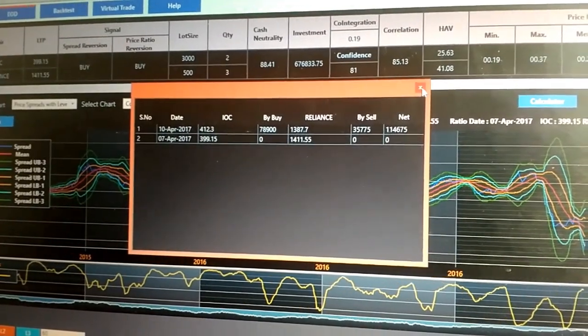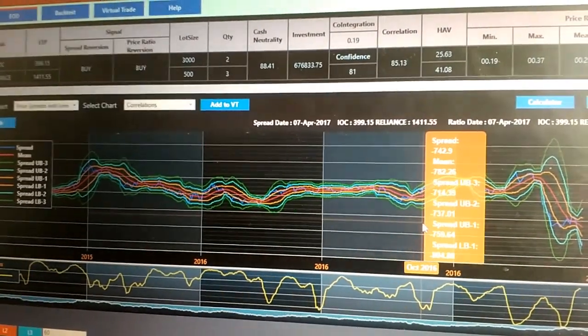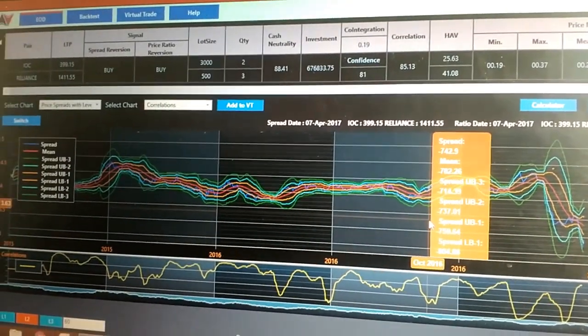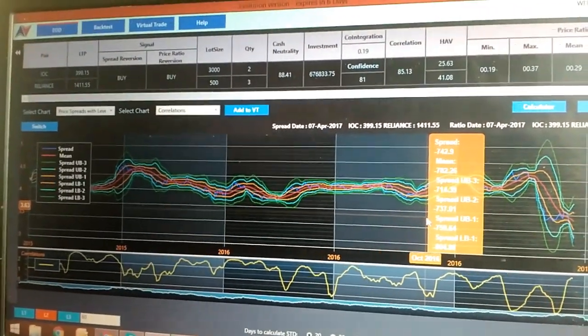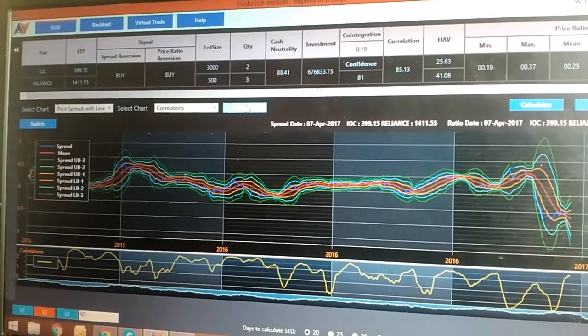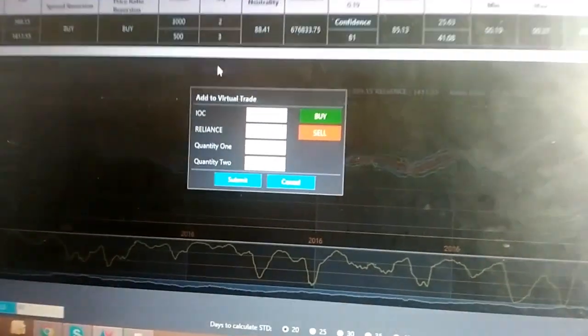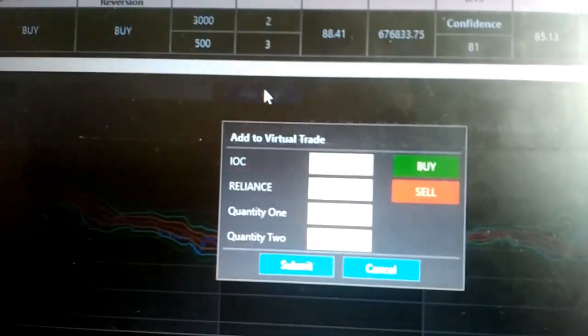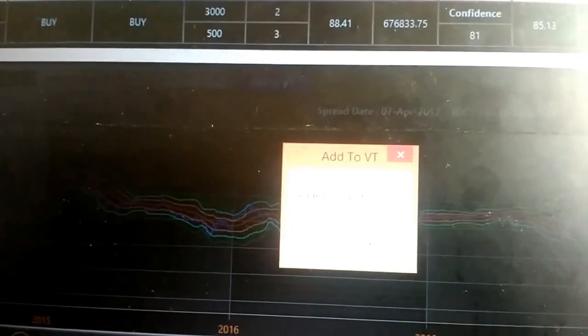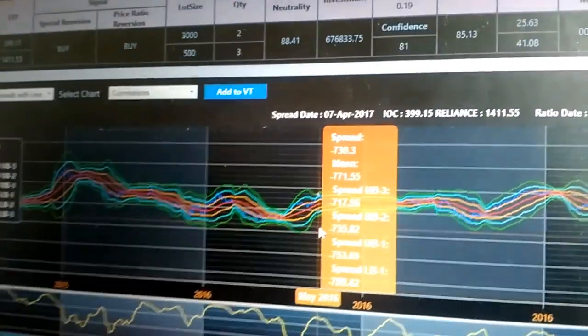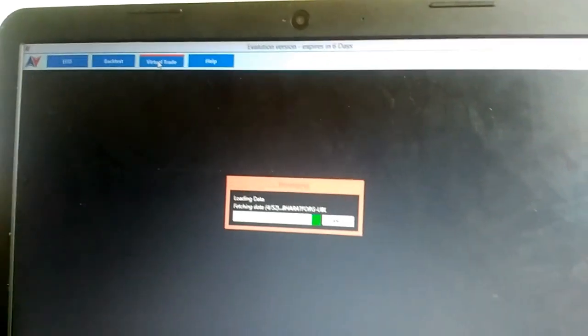Okay, just close it. And if for example you don't want to enter a real-time trade, you want to do paper trading, then you need to click on add to VT. Add to VT means virtual trade, wherein you get data from NSE, but you are not investing any real-time money. Just click on submit and the pair is added successfully to virtual trade. When you go to virtual trade, you'll be getting a 5-minute delay data from NSE and the LTP will keep on changing, and you can see whether the pair is moving in profit or in loss.